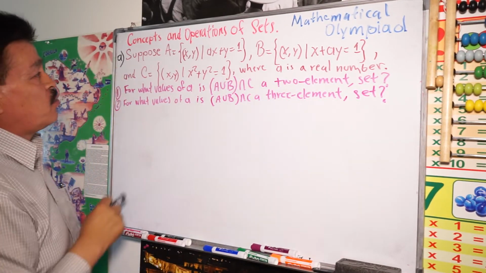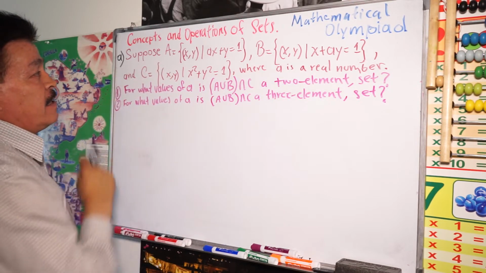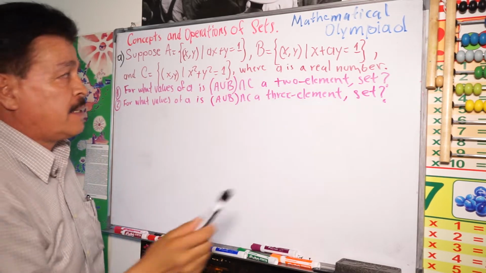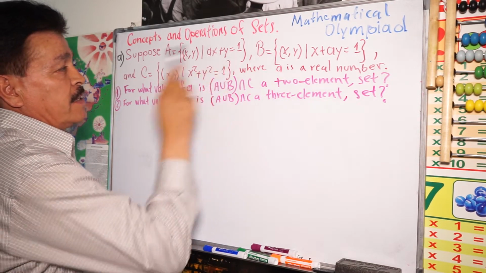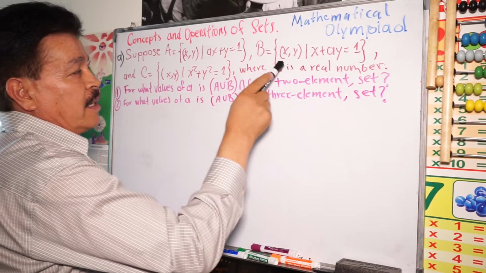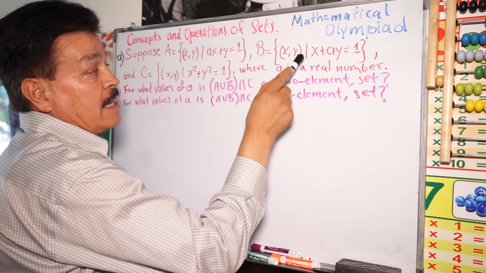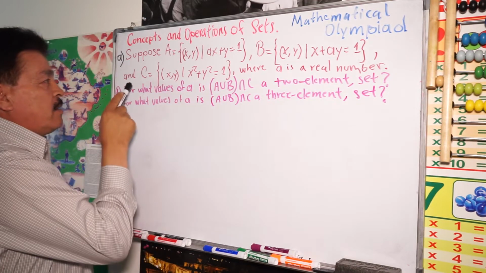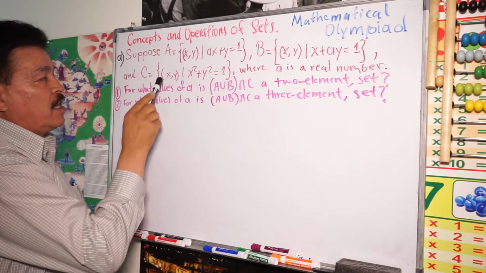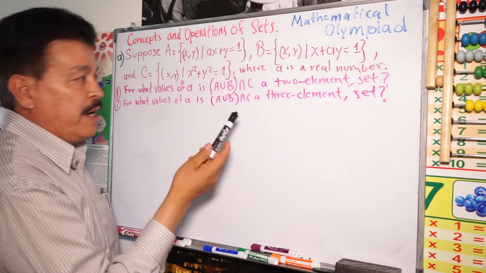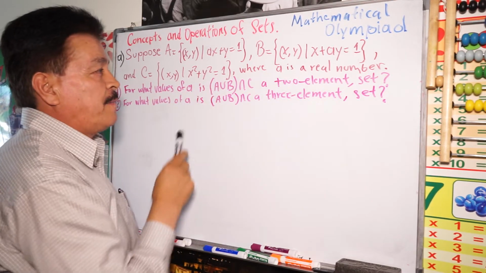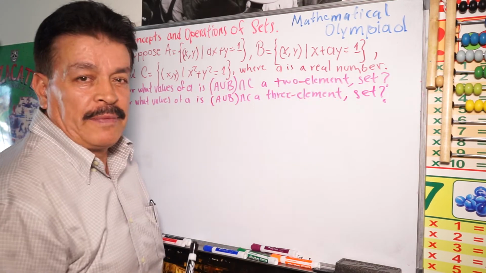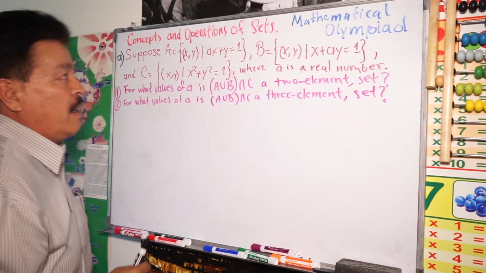And this problem is: suppose the set A is equal to {(x, y) such that ax + y = 1}. The set B is equal to {(x, y) such that x + ay = 1}. The set C is equal to {(x, y) such that x² + y² = 1}, where a is a real number. Two questions here in this problem.